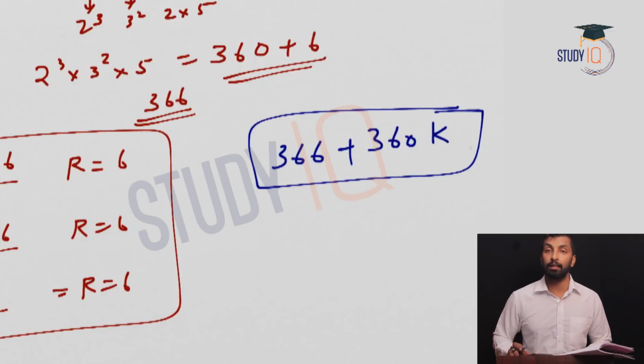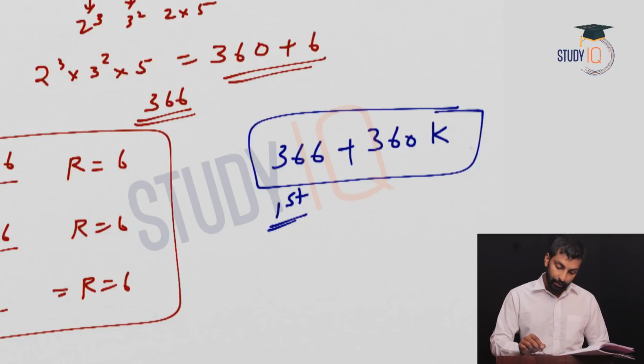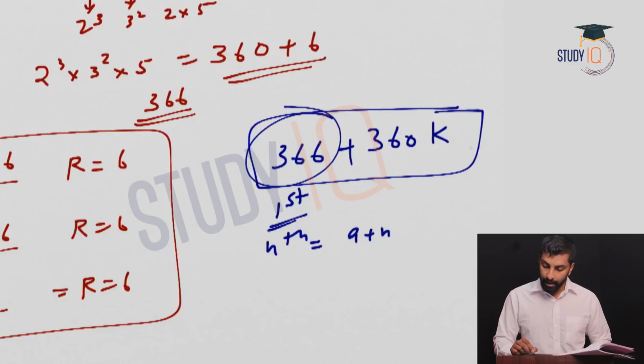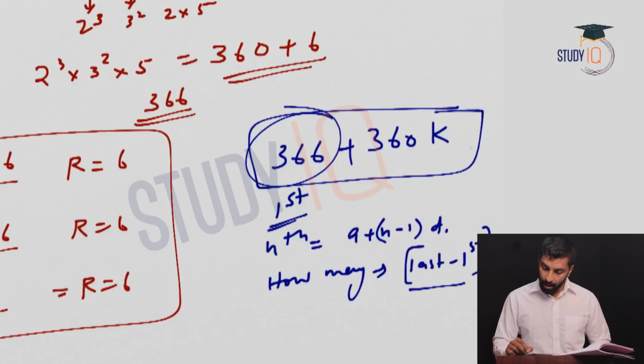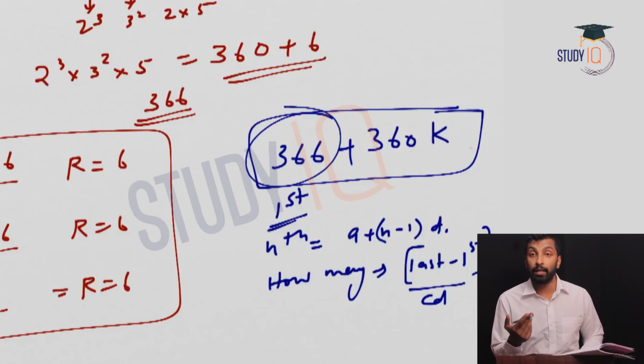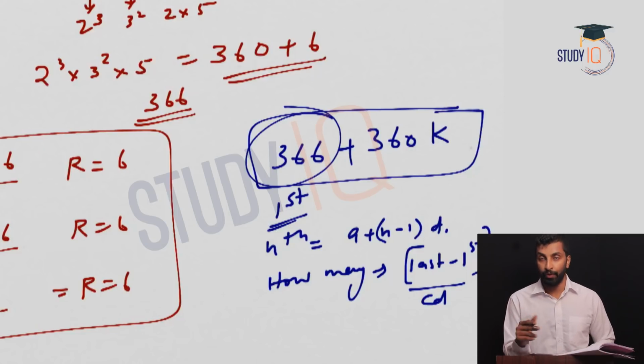Now what are the possible questions here? Any question which can be asked from an AP can be asked here. They can ask you the first term, that is 366. They can ask you the 10th such number. If you generalize the nth term, what is that? a plus (n minus 1) into d. Or they can ask how many terms. The answer is last minus first, divided by the common difference, plus 1. We have discussed this. And they can ask you a question based on the constant remainder also. We had enough discussion on constant remainder, so if any one of you missed it, just go to the previous video and watch it.